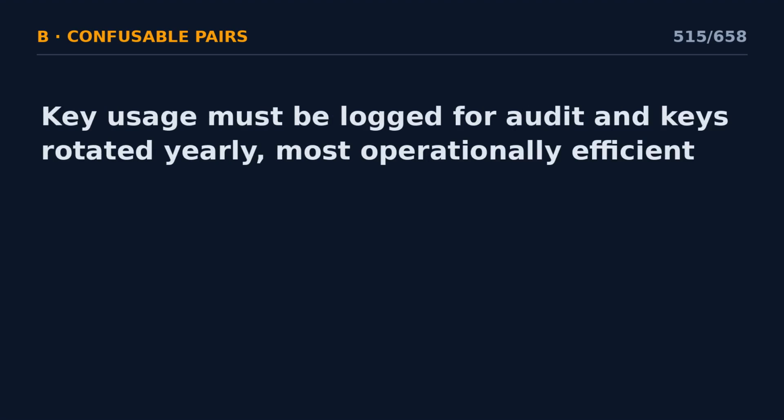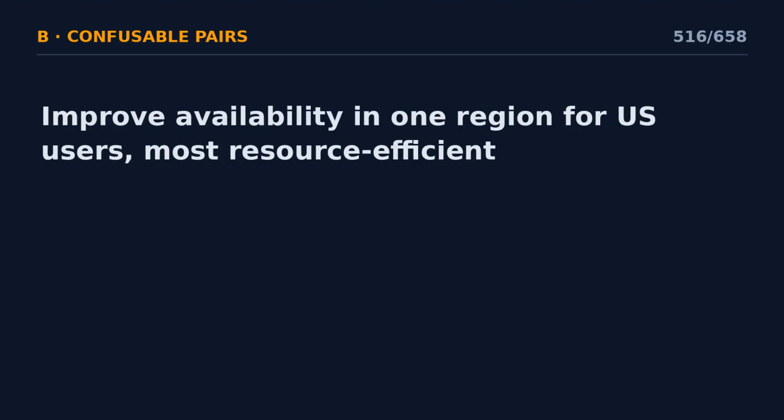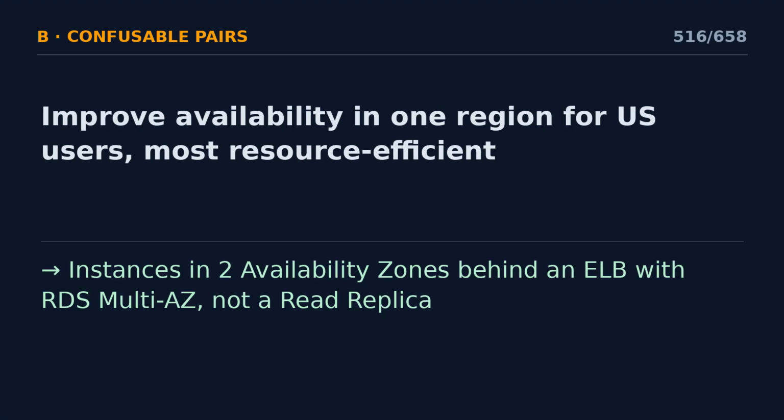Key usage must be logged for audit and keys rotated yearly, most operationally efficient. Answer: SSE-KMS with automatic key rotation for encryption at rest. Improve availability in one region for U.S. users, most resource efficient. Answer: instances in 2 availability zones behind an ELB with RDS Multi-AZ, not a read replica.